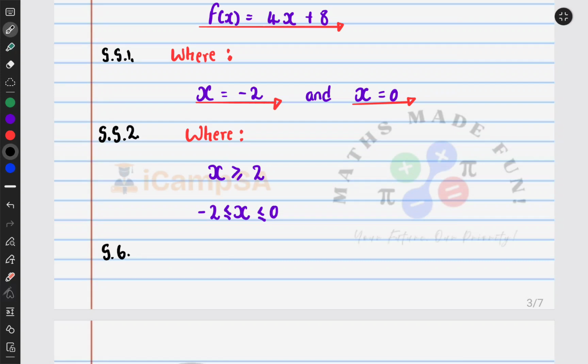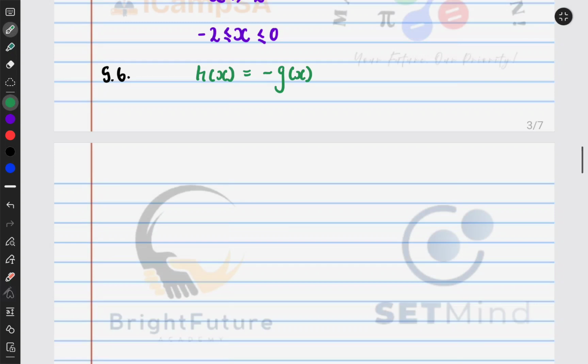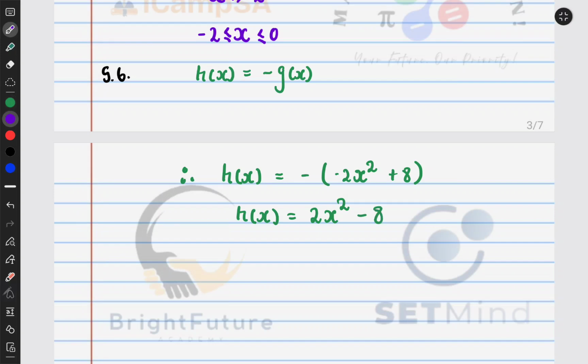For 5.6, we are told that h at x is essentially a negative g at x. Therefore, h at x is going to be equal to negative, what is g at x, negative 2x squared plus 8. Therefore, h at x is going to be negative, multiplied by negative is going to be a positive 2x squared minus 8. That is the function of h.